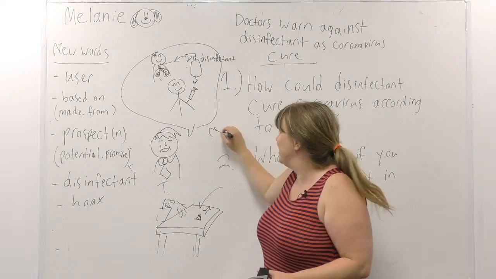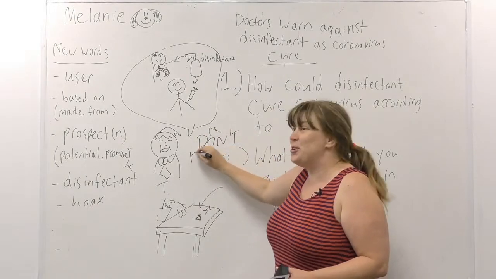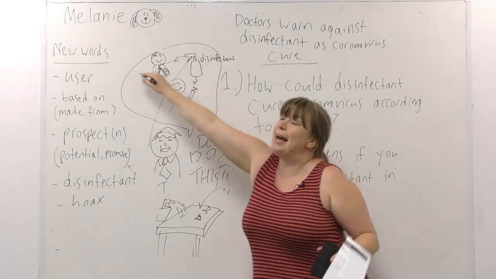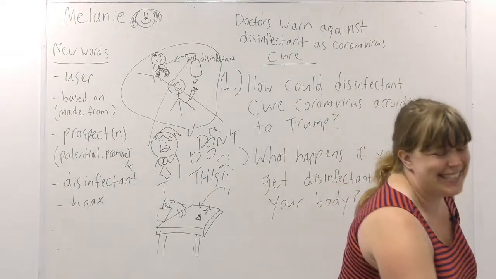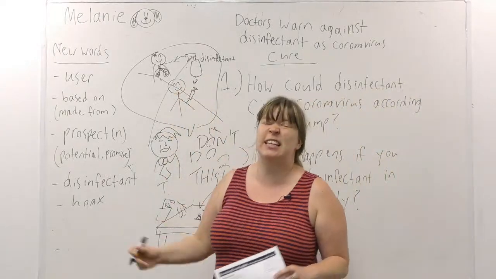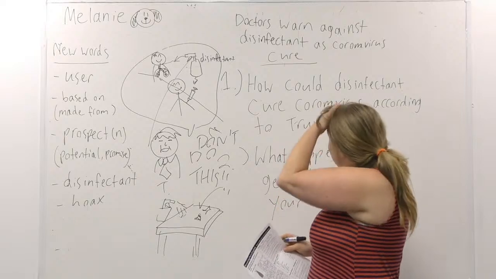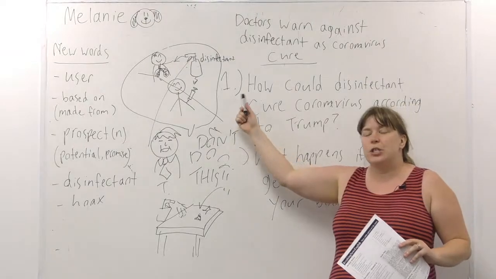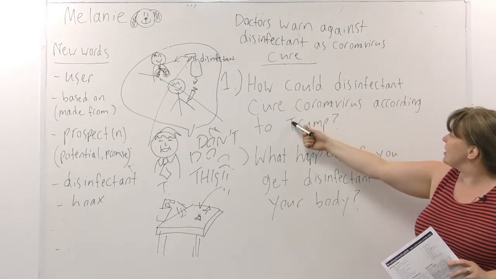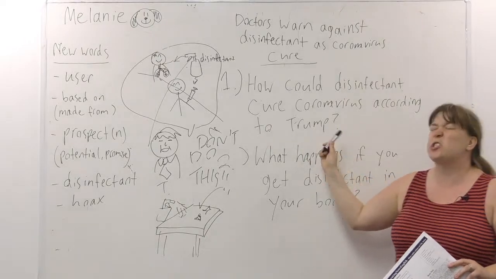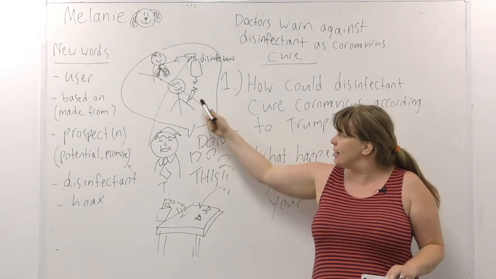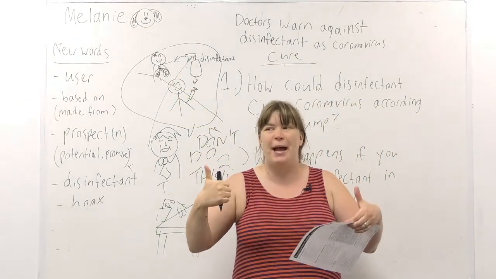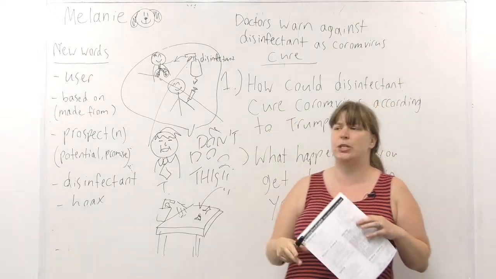Okay, so don't do this. Don't do this, guys. This is a really bad idea. So it's not true. This is a really awful idea. Okay, so this kind of answers number 1. How could disinfectant cure coronavirus according to Trump? So he's basically saying, inject it, spray it, your lungs get clean, you're all better. So that's what Trump says.